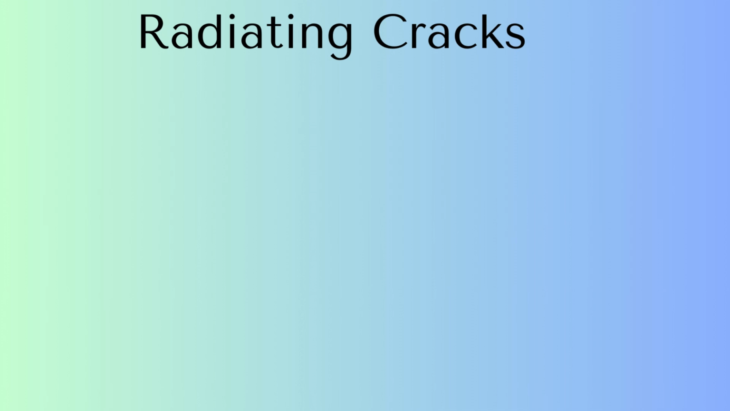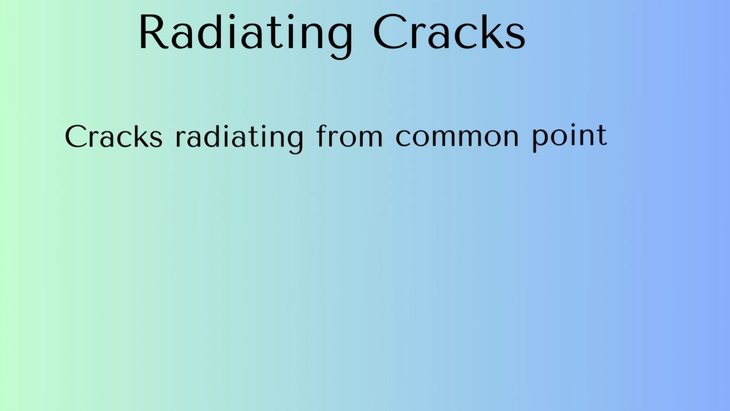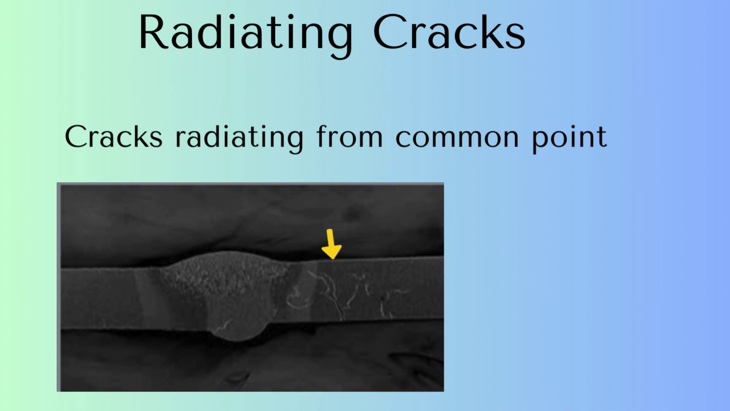The next type of imperfection in terms of the crack is radiating cracks. So radiating cracks radiate from a common point. You can see in the picture also. And similar to the previous cracks, they can be present in the weld metal. They can be in the heat affected zone or in the parent material. Right?